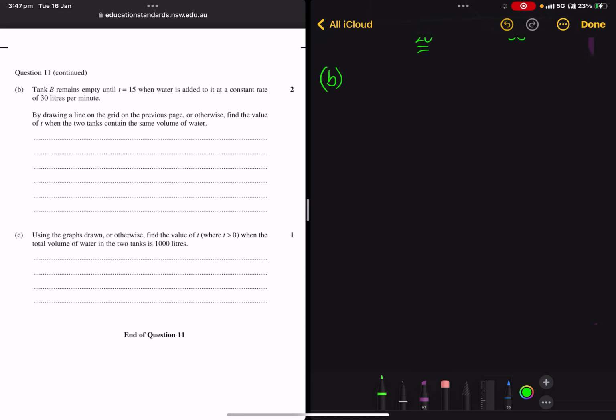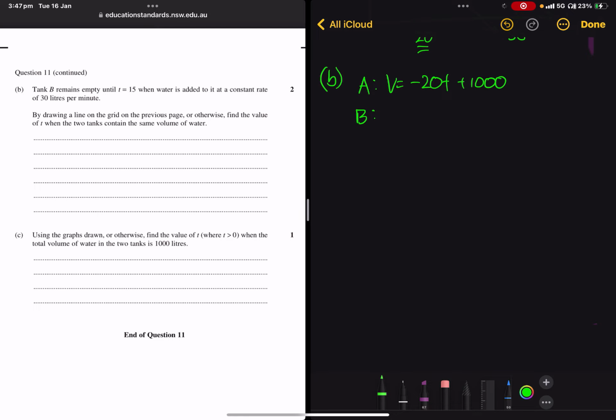And so I'm going to do this algebraically. The graphing method is easier, but it doesn't matter how you do it. That's why the question says using the grid or otherwise. We can do this algebraically, and the algebra works quite nicely. We know tank A's volume, V, is minus 20 times t plus 1000. Well, for tank B, we need to work out what its volume is.